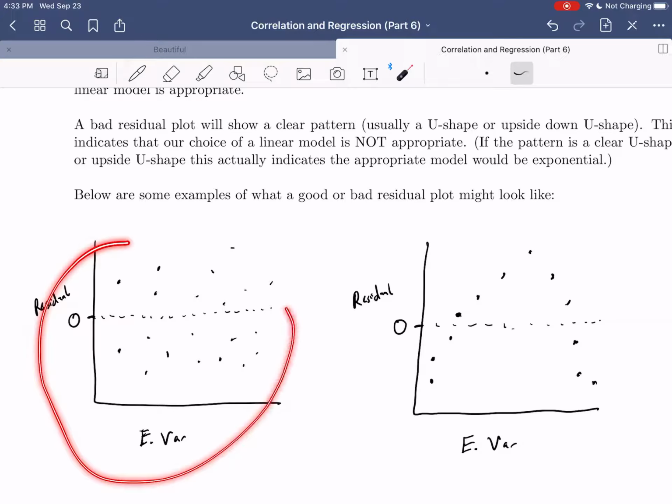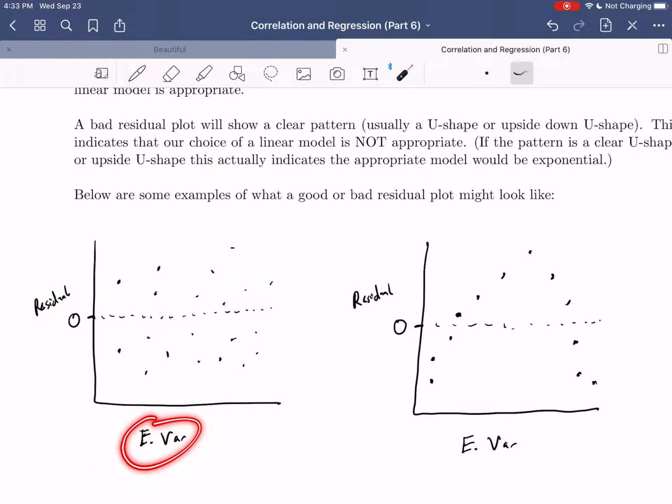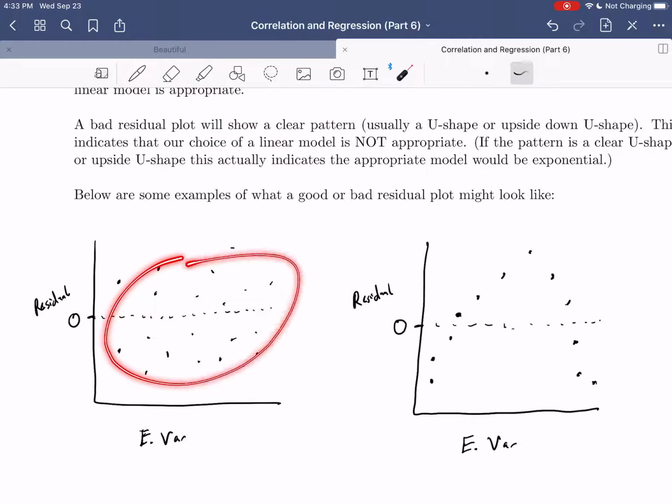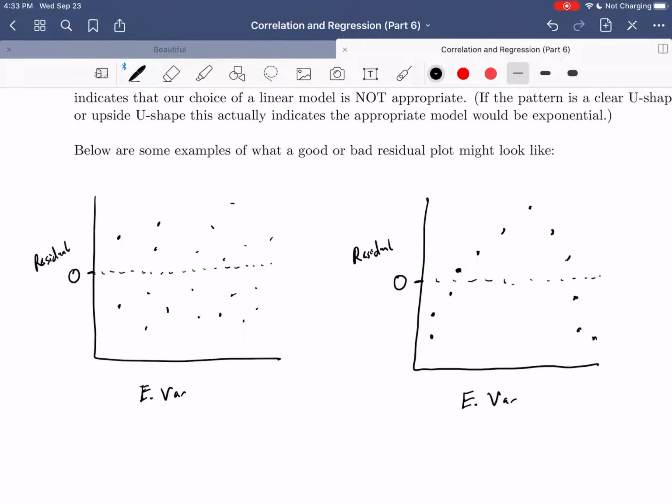So in a residual plot like this, there's our explanatory variable, there's our residuals. You'll notice that the residuals are all over the place. This is what we sort of mean by a good residual plot. So this would be considered good, and this would imply that our choice of a linear model is appropriate.